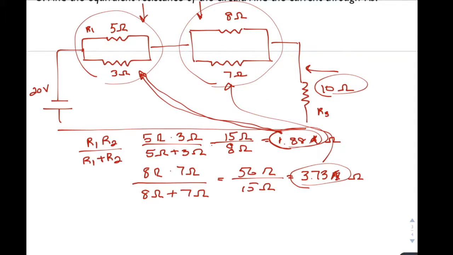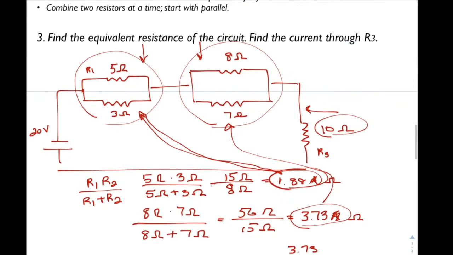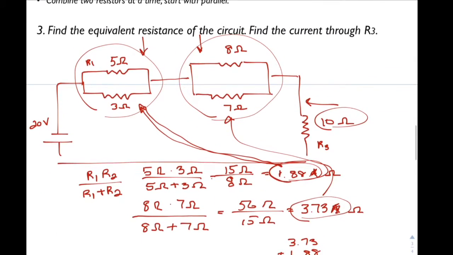I know that in series, I just have to add the three resistors together to get the equivalent resistance. So that would be as easy as doing 3.73 plus 1.88 plus 10. I'll just plug that into a calculator, and I get 15.61 ohms for my equivalent resistance of this entire combination circuit here.